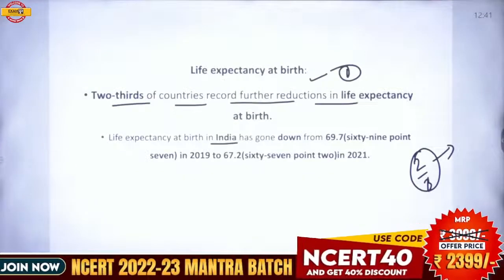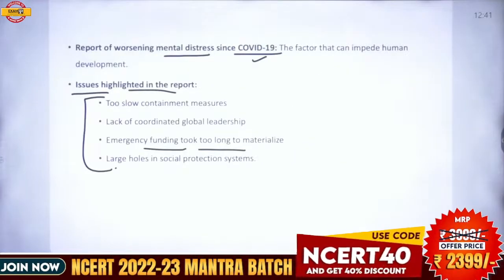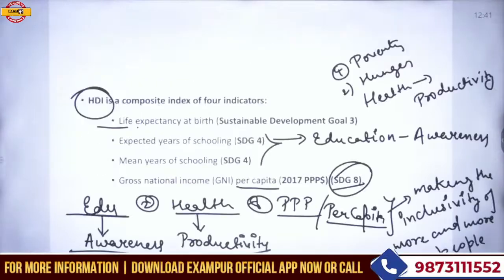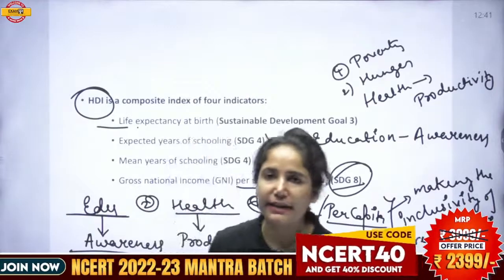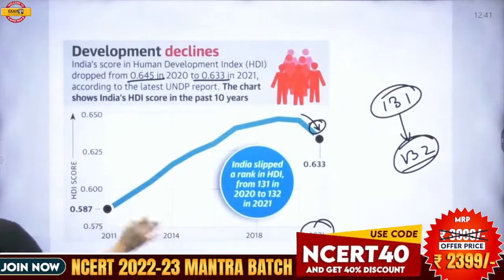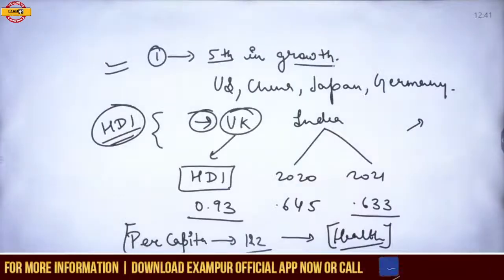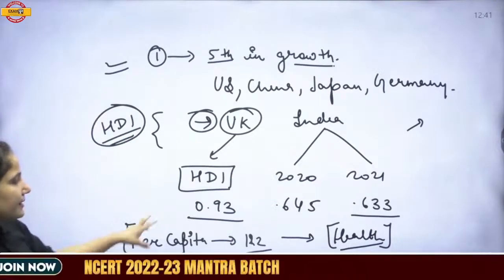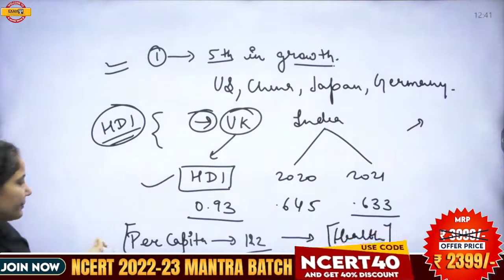Life expectancy has gone down from 69 to 67. These are highlighted in the reports, such as coordination in the global leadership role and social protection and all. HDI was doing so badly in it. What is included in the HDI? Education, health and per capita income. Next, this is the graph showing the declining trend. Next, this is the real picture. We are running fifth in terms of growth. And this is our developmental data if we take the HDI status and per capita status.